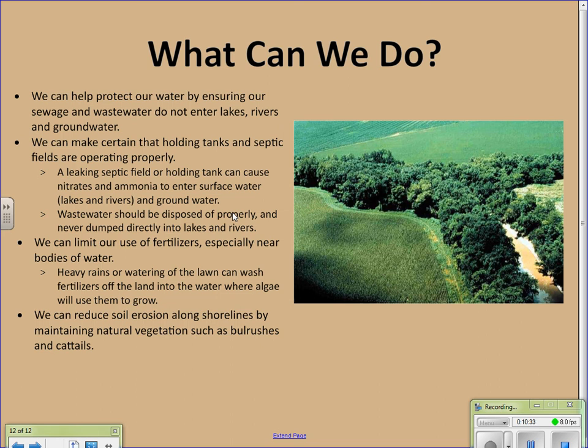The other thing we can do is just make sure that along our rivers there's natural vegetation. So this is called a riparian zone, and it's the treed area around the river, and this acts as a buffer from the agricultural area, and that can limit the nitrates and ammonia that actually end up in lakes and rivers.